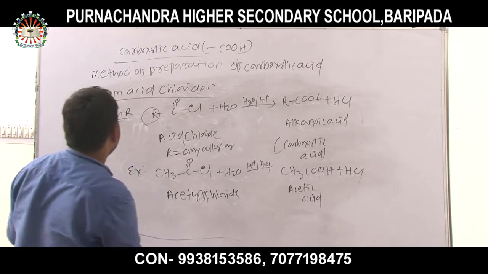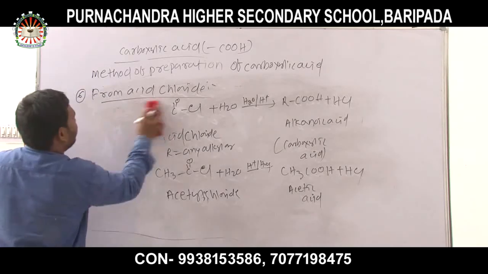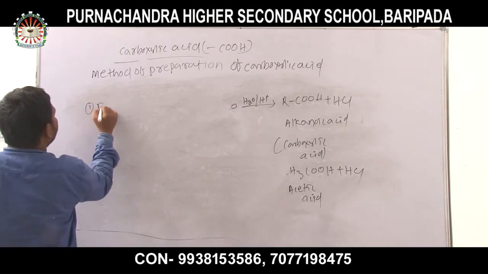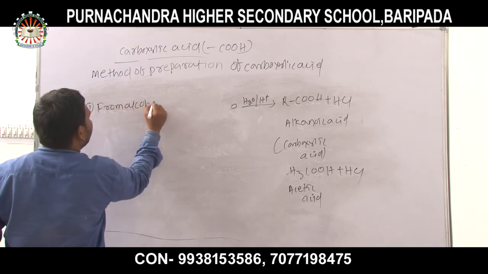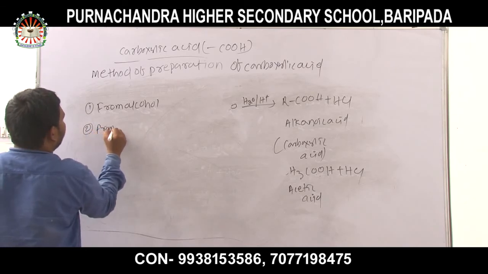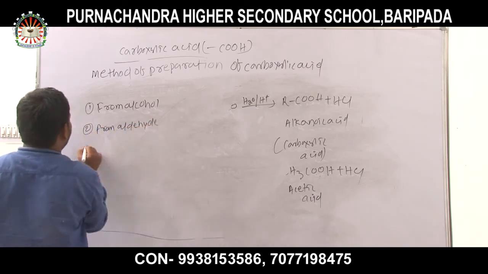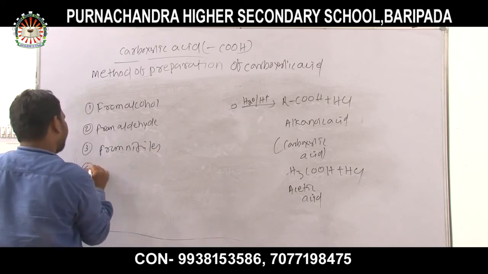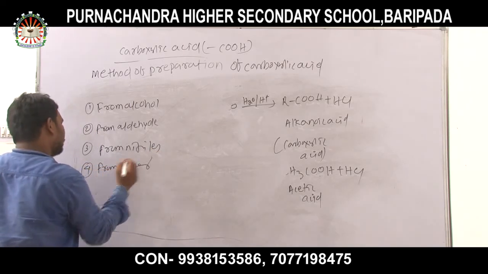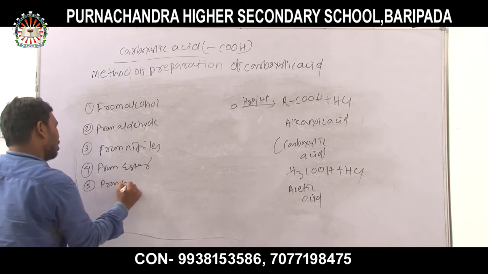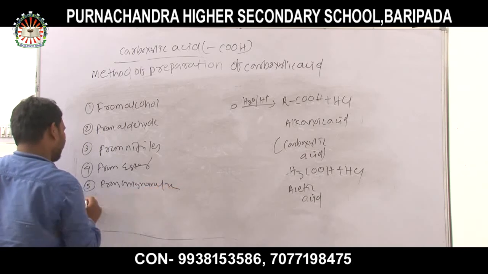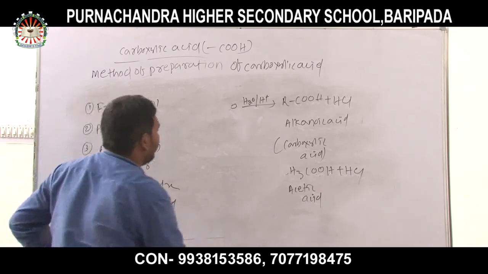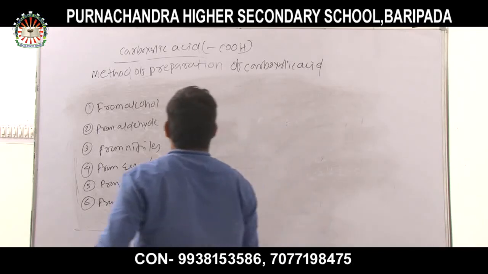So today we discussed the methods of preparation of carboxylic acid from the following sources. Again I repeat: first one is from alcohol, second from aldehyde, third from nitriles, then from ester, from Grignard's reagent, and from acid chloride. Then we find the carboxylic acid.